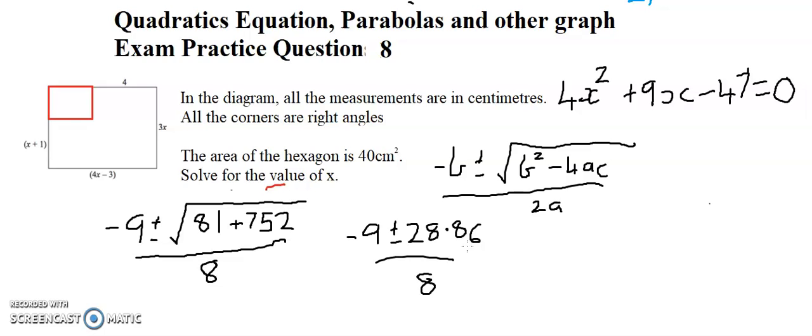So we've got negative 9. Let's do the minus: negative 9 minus 28.86 divided by 8. That's going to get us a negative, and you can't have a negative as a length, so we'll ignore that. Negative 9 plus 28.86 divided by 8 is 2.4825. And that is our answer.